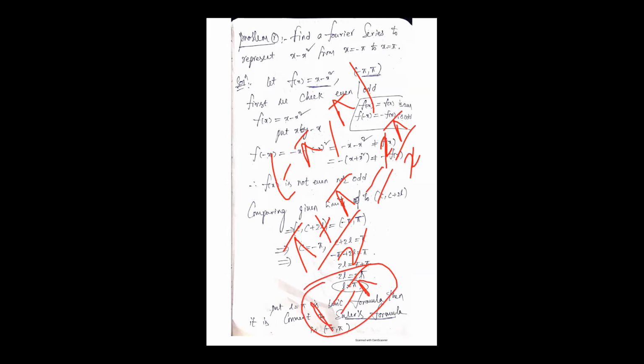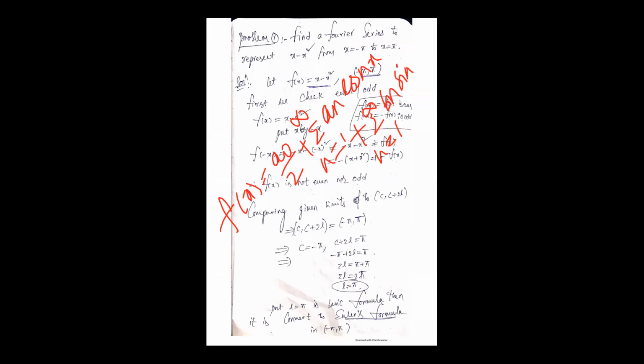When L equals pi, this formula is called Euler's method. I already explained Euler's method, replacing L equal to pi in the basic formula: f of x equals a naught by 2 plus sigma n equals 1 to infinity a n cos nx (pi, pi cancel) plus sigma n equals 1 to infinity b n sin nx. This is called the main series of Euler's formula.